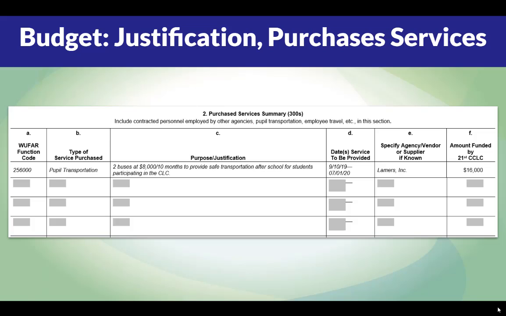Under the fifth column, E, list the specific agency, vendor, or supplier providing the purchased service. If the agency or vendor has not yet been identified, or if the contract has not yet been secured, write to be determined. In the final sixth column, F, list the amount of the purchased service paid for with CLC monies.